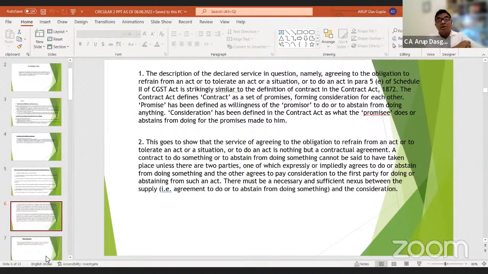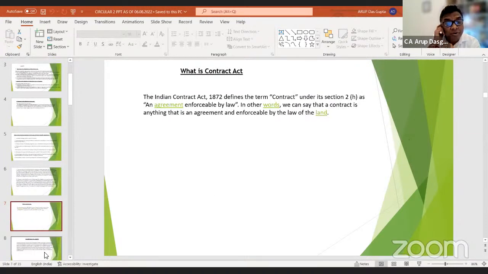So in a contract, what is there? A contract is a set of promises forming consideration for each other, wherein there is an acceptance, either verbal or written, and in terms of the parties doing something for each other, there is a consideration flowing out of the particular agreement. This shows that the service of agreeing to the obligation to refrain from an act or tolerate an act is nothing but a contractual agreement. It's a contract that if you do this, then I'm going to do this. In a non-compete contract, two companies say that if you operate in this particular jurisdiction or territory, I'm not going to operate in this territory, subject to you giving me this particular compensation.